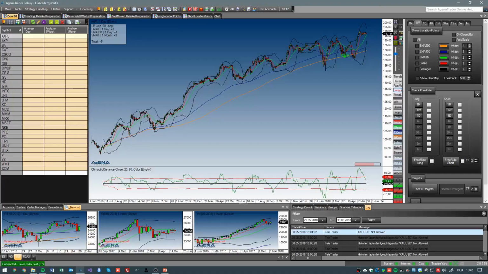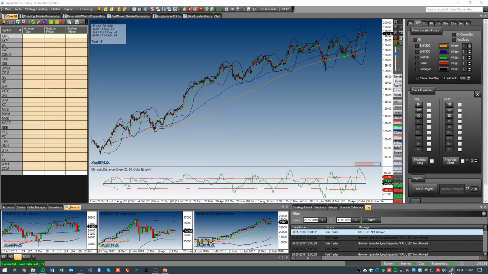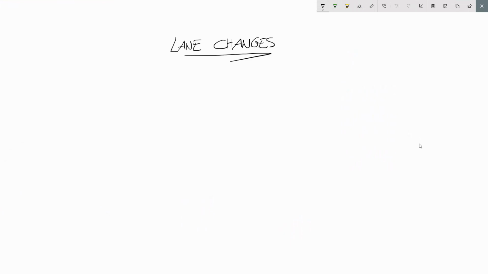So we have here the lane changes. Okay, one second. Okay, back again, sorry, this was the wrong button.